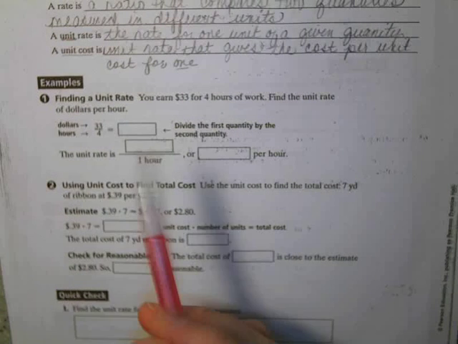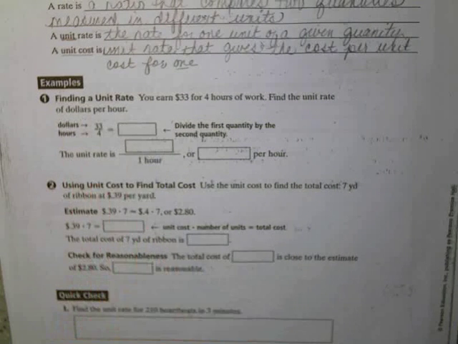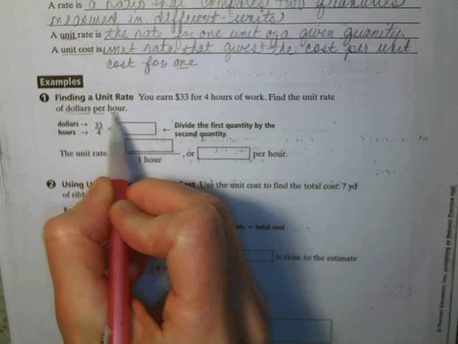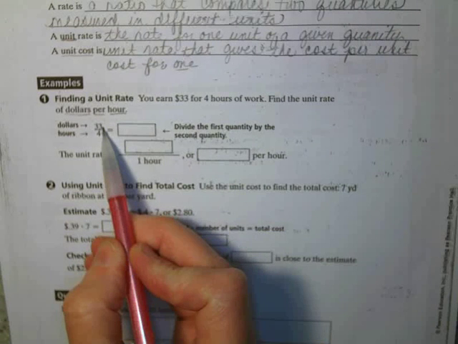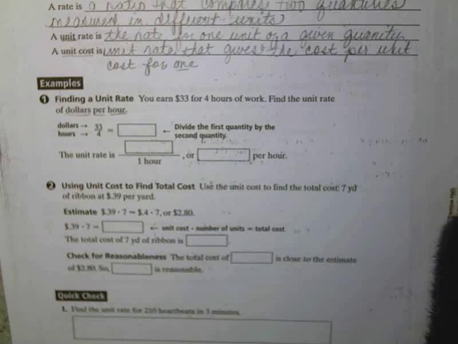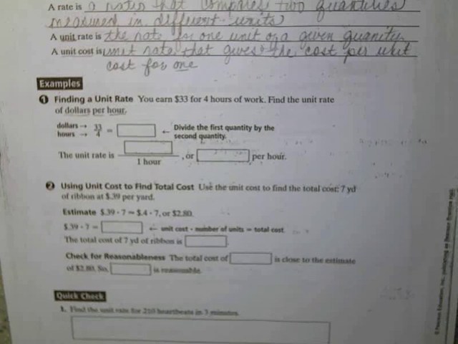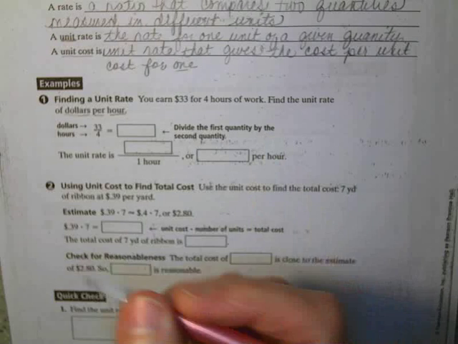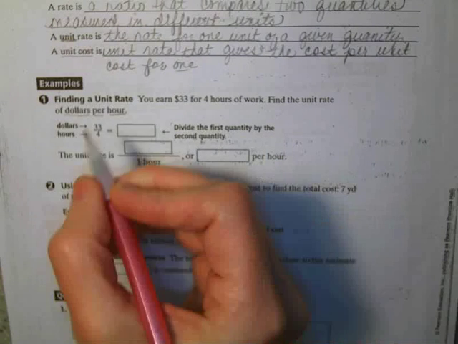Let's look at doing some things with this information now. Finding a unit rate. You earn $33 for 4 hours of work. Find the unit rate of dollars per hour. So again, this is telling us dollars per hour. So dollars is going to be our top number. Hours is going to be our bottom number. Let me make that just a little bit larger for you. There you go. So we're going to divide the first quantity by the second quantity.